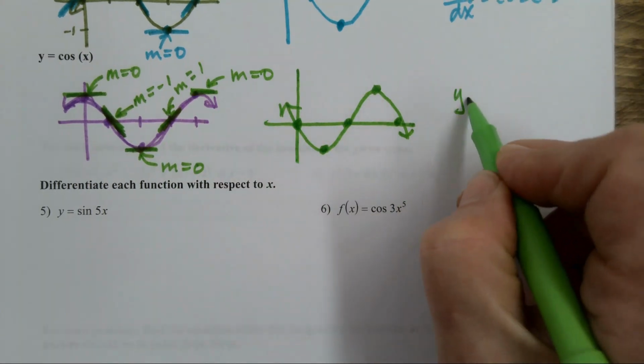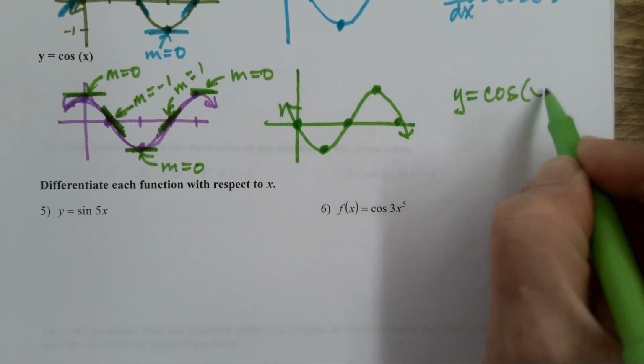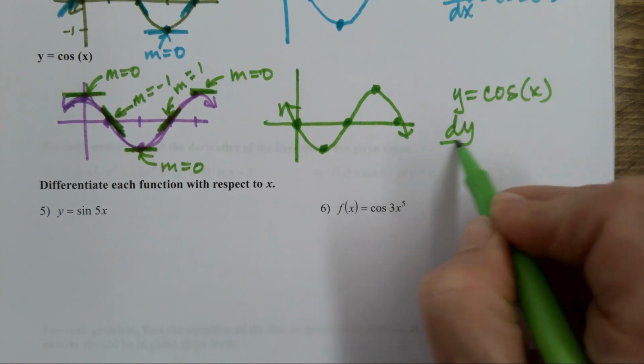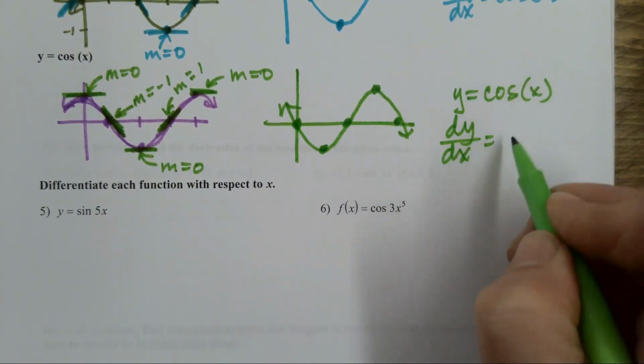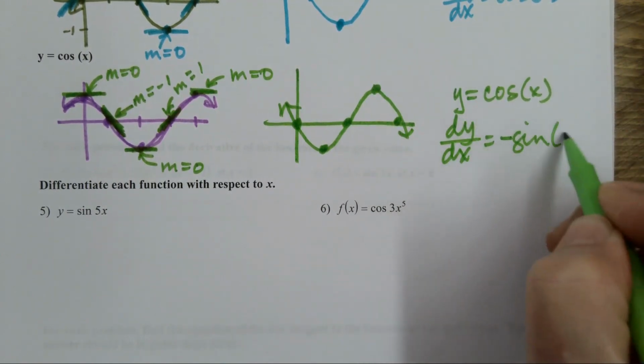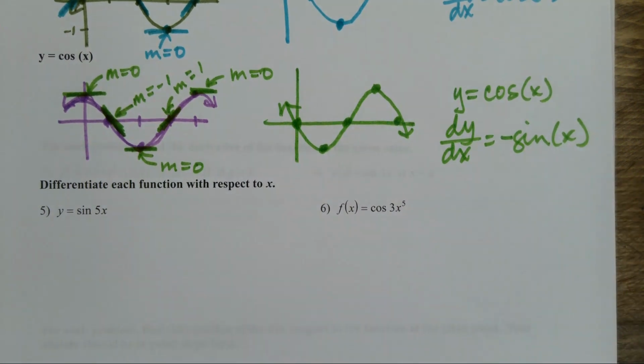So if y is the cosine of x, then its derivative is the opposite of the sine. That means I flip the sign over. Instead of going up to 1 at pi over 2, I go down to -1. And so there are my sine and cosine derivatives.